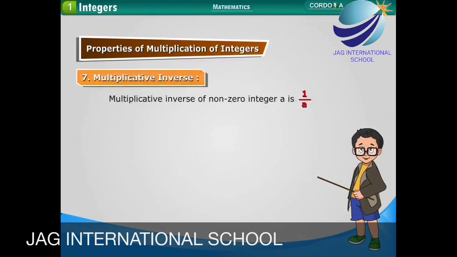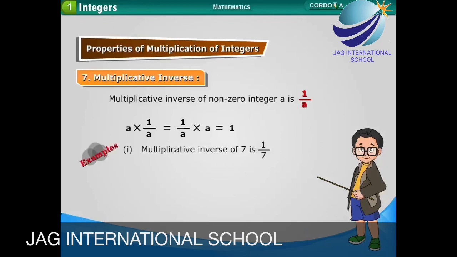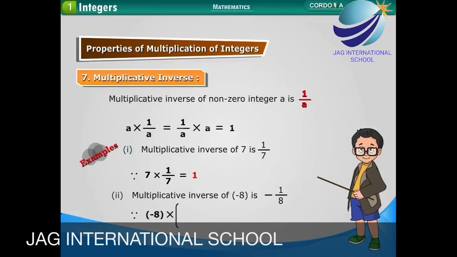Multiplicative inverse. Multiplicative inverse of non-zero integer A is 1 upon A. A into 1 upon A is equal to 1 upon A into A, which is equal to 1. Examples: multiplicative inverse of 7 is 1 upon 7. Similarly, 7 into 1 upon 7 is equal to 1. Multiplicative inverse of negative 8 is minus 1 upon 8. Similarly, negative 8 into minus 1 upon 8 is equal to 1.